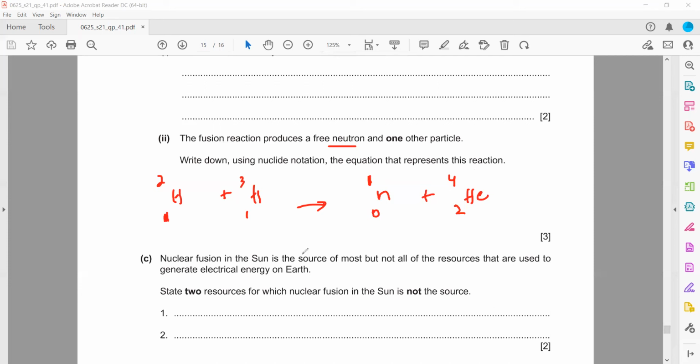The nuclear fusion in the sun is a source of most but not all energy resources. Say two resources for which nuclear fusion in the sun is not the source. Solar energy is not there as a source of that, it can be tidal or geothermal. Tidal energy is due to attraction of the moon, and geothermal is due to the heat of the earth.